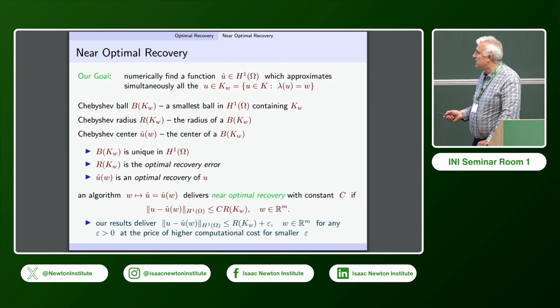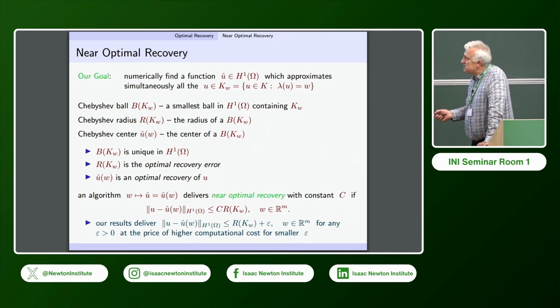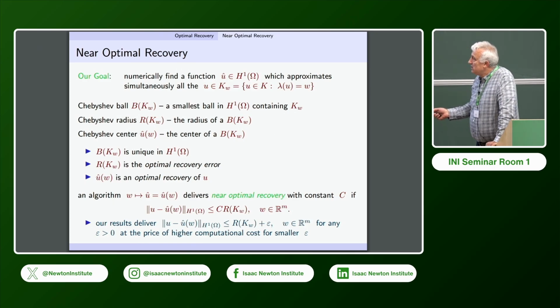So what we want to have: the ball is unique in H1 omega, as I said, because it's a Hilbert space, and the optimal recovery is the radius, and this is the optimal error. And we want to find a solution which is an optimal recovery of U, which is this center. But of course, when numerically solving the problem, we'll receive a different solution.